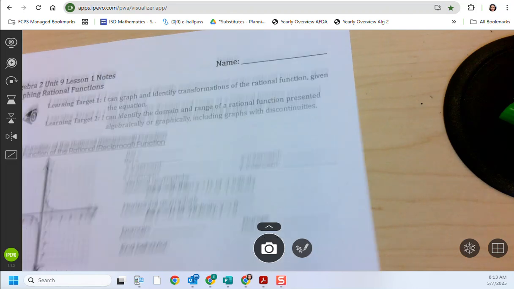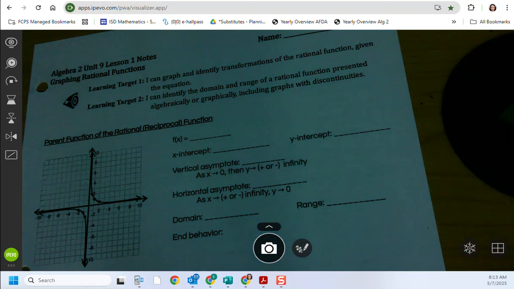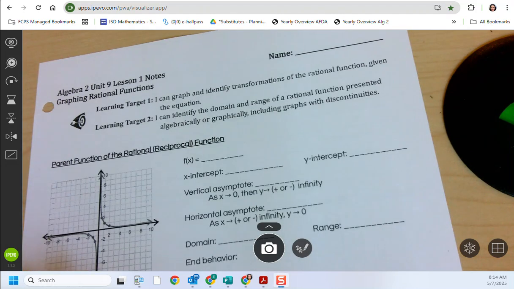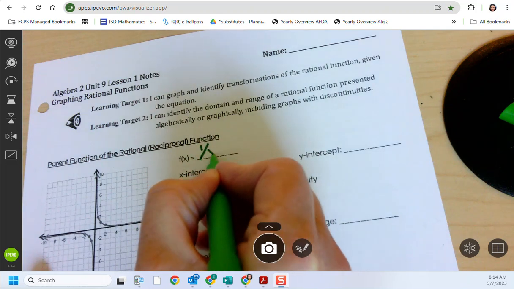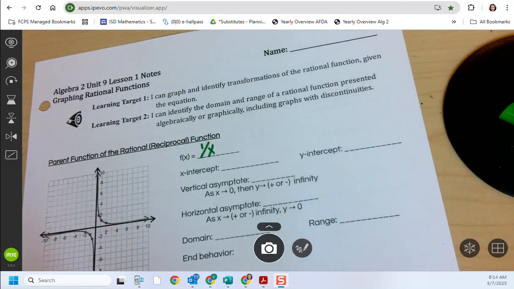All right, so in our last unit, we simplified rational expressions, we solved rational equations, and now we are going to graph rational functions. Your parent function for rationals is y equals 1 over x. I want you to remember that f of x is just another way to say y. So when you see f of x, that just means y. Sometimes it will say f of x or g of x or even h of x, but they all mean just y.